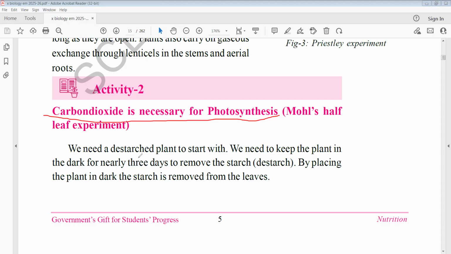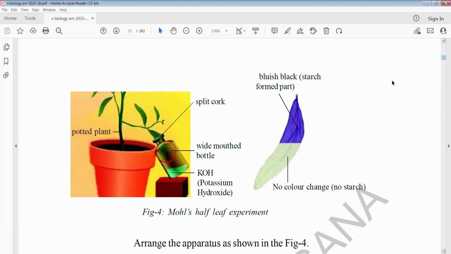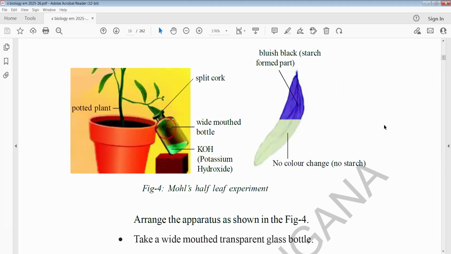Let us look at this picture, which is important because sometimes they ask it in choose-the-correct-answer questions. You can see the potted plant. Who conducted the Moll's half-leaf experiment? Moll, by taking half of a leaf, to prove that carbon dioxide is essential for photosynthesis. Here let us take a healthy potted plant which has long and narrow leaves.